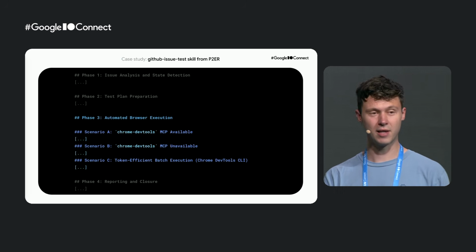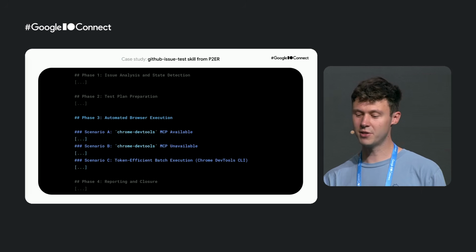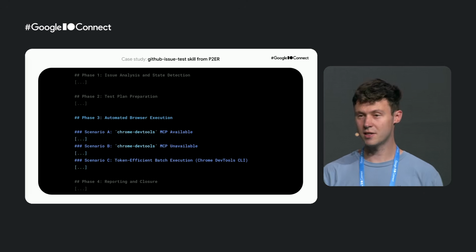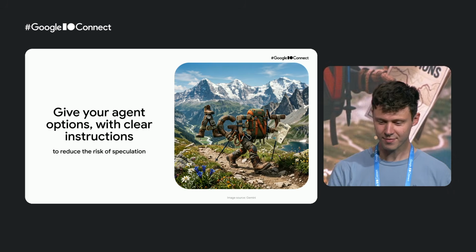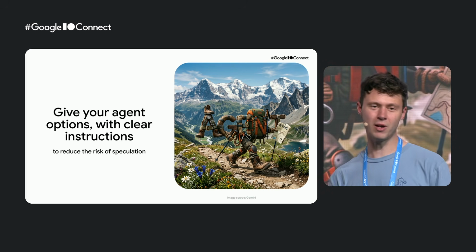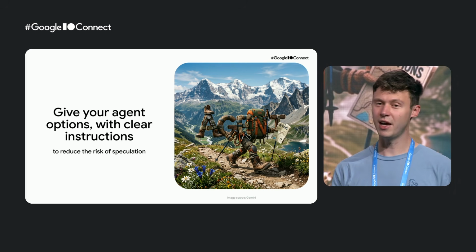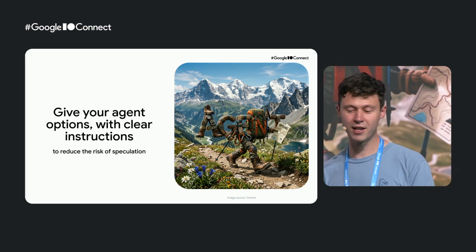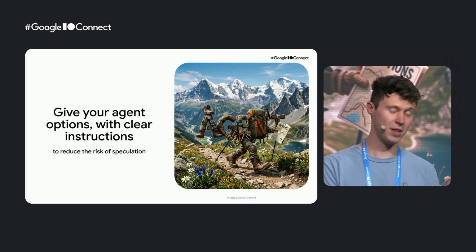Scenario B, it's unavailable. And scenario C, the agent might need to work more token efficient as it's exceeding its token budget. By explicitly outlining those scenarios, Pair's agent has options. If plan A isn't working, it can fall back to plan B or plan C.